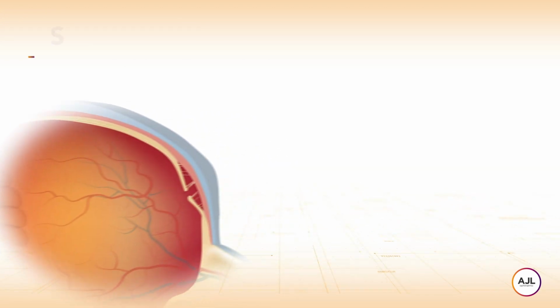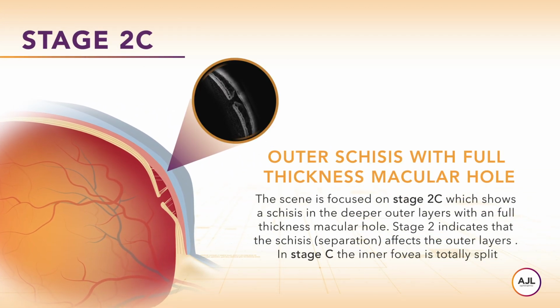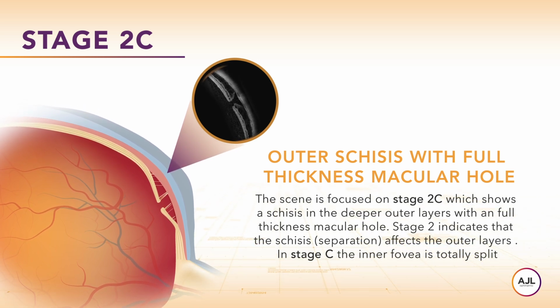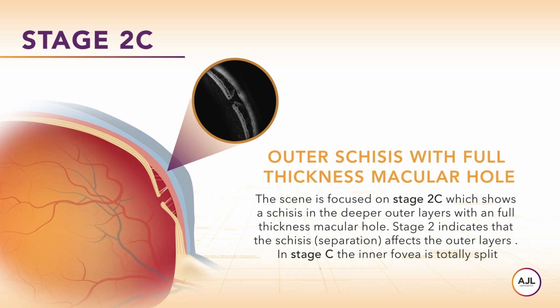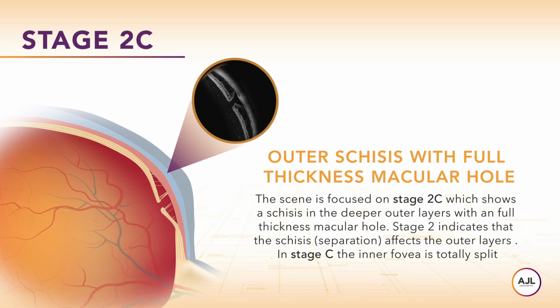The scene is focused on stage 2C, which shows a schisis in the deeper outer layers with a full thickness macular hole. Stage 2 indicates that the schisis affects the outer layers. In stage C, the inner fovea is totally split.